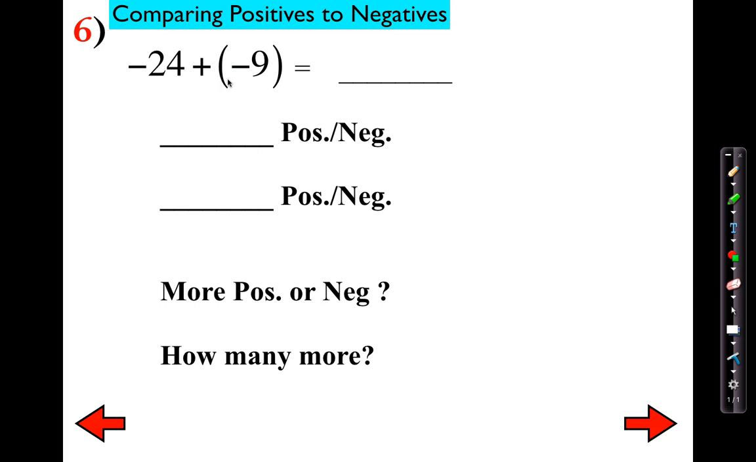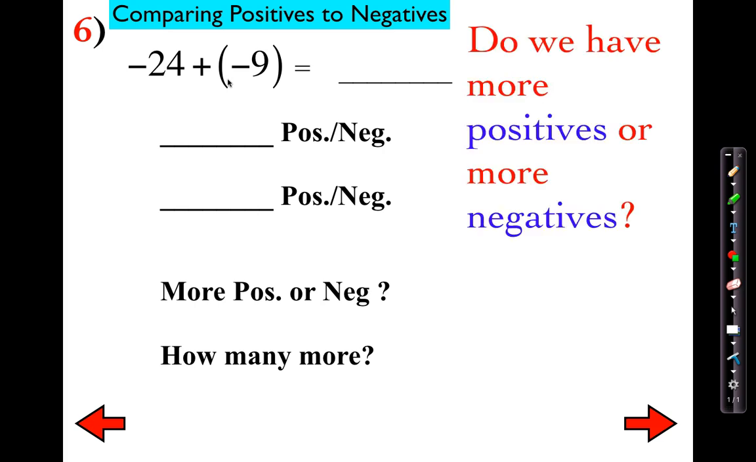Okay, so at this point, I'd like you to pause the video and try number 6 by yourself. So let's see how well we did. First, we should be asking, are there more positives or are there more negatives? Hopefully your answer is there are definitely more negatives. So because there's more negatives, I'm going to go ahead and write down that our answer is going to be negative because there's more of them.